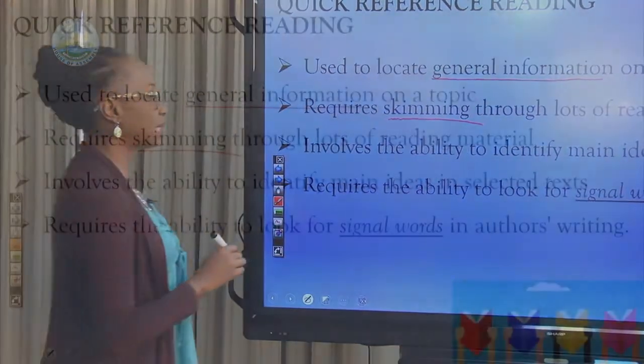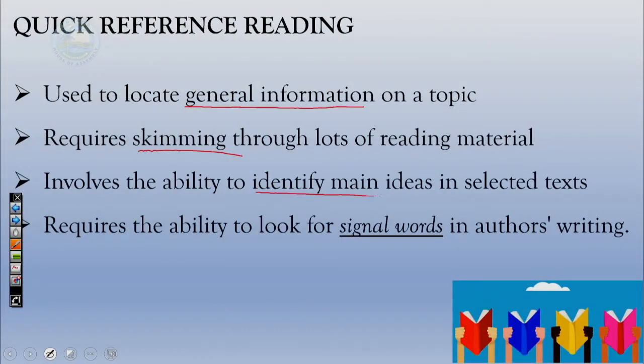And it requires skimming through lots of reading material. It involves the ability to identify main ideas in selected texts and requires the ability to look for signal words. Now let's go over what it is I just underlined. We spoke earlier about summarizing skills, and this is one of the areas that summary writing skills would come in handy for.